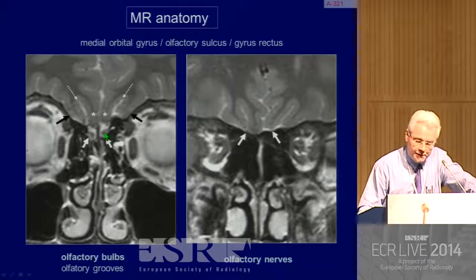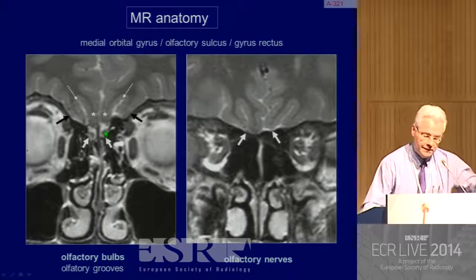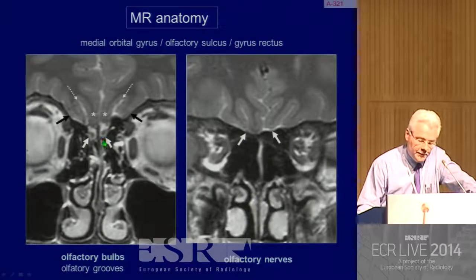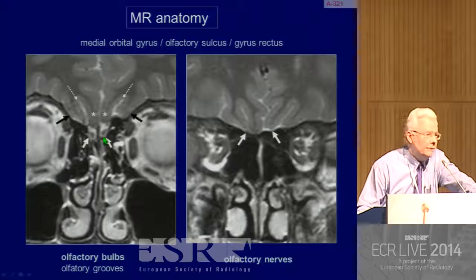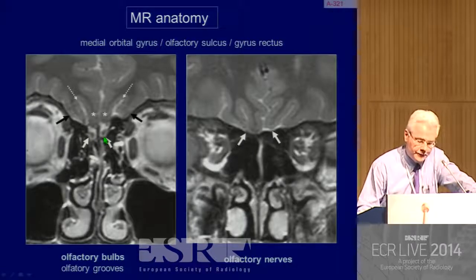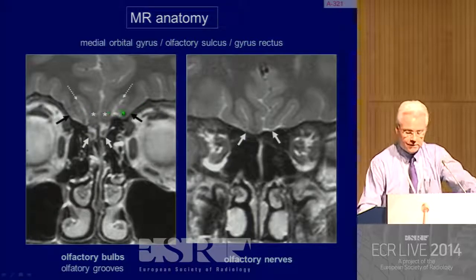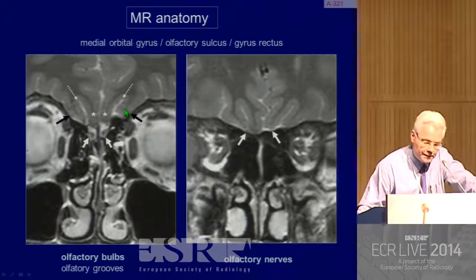Below the olfactory bulbs, which are the anterior extremity of the olfactory tract, of course, we have the cribriform plate of ethmoid. I will talk about it a little bit later. And above them, we have the gyrus rectus on the midline, the olfactory sulci separating the gyrus rectus from the medial orbital gyrus.